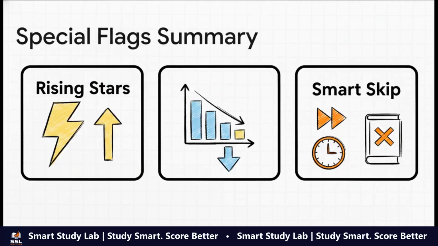All right, let's do a final lightning round of our special flags. Remember to prioritize the rising stars, consumer protection, ODI, and legal metrology. For those declining chapters, the strategy is core coverage of tested topics only. And for our smart skip pair, chapters 4 and 9, the data has spoken. Cap your time at a maximum of 3 hours.